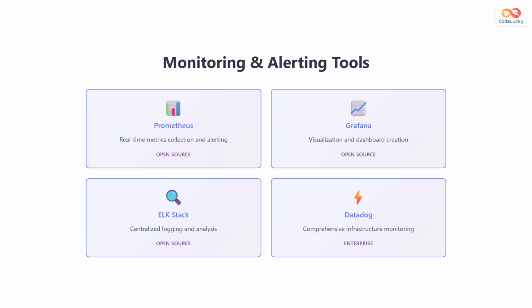Effective monitoring and alerting are essential for failover systems. Prometheus is an open-source tool that collects real-time metrics and provides alerting capabilities. Grafana is an open-source visualization platform that creates dashboards to display system status. The ELK stack, which stands for Elasticsearch, Logstash, and Kibana, provides centralized logging and analysis for system events. Datadog is an enterprise-level monitoring solution that provides comprehensive infrastructure monitoring across all your systems. These tools work together to ensure you have complete visibility into your failover system's health and performance.